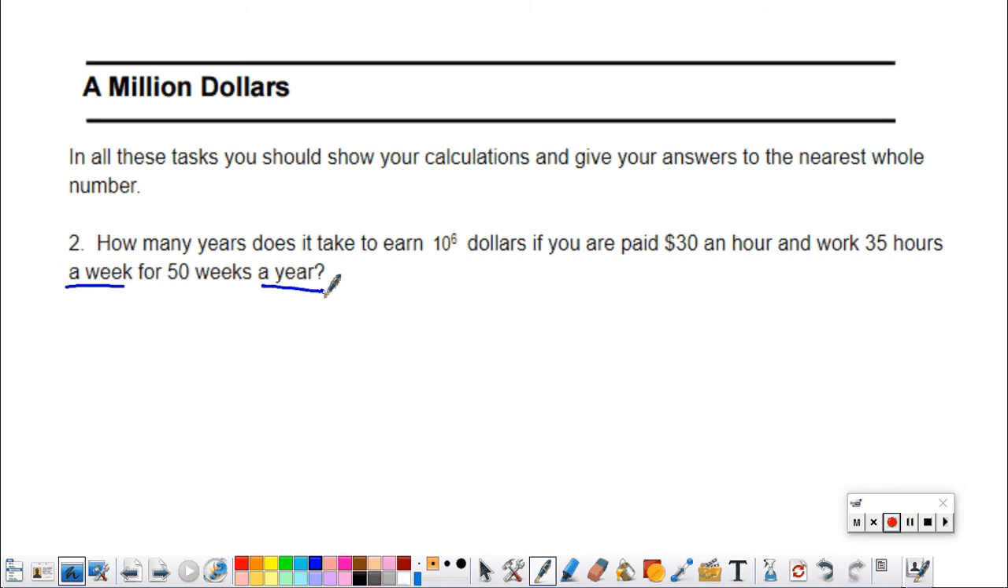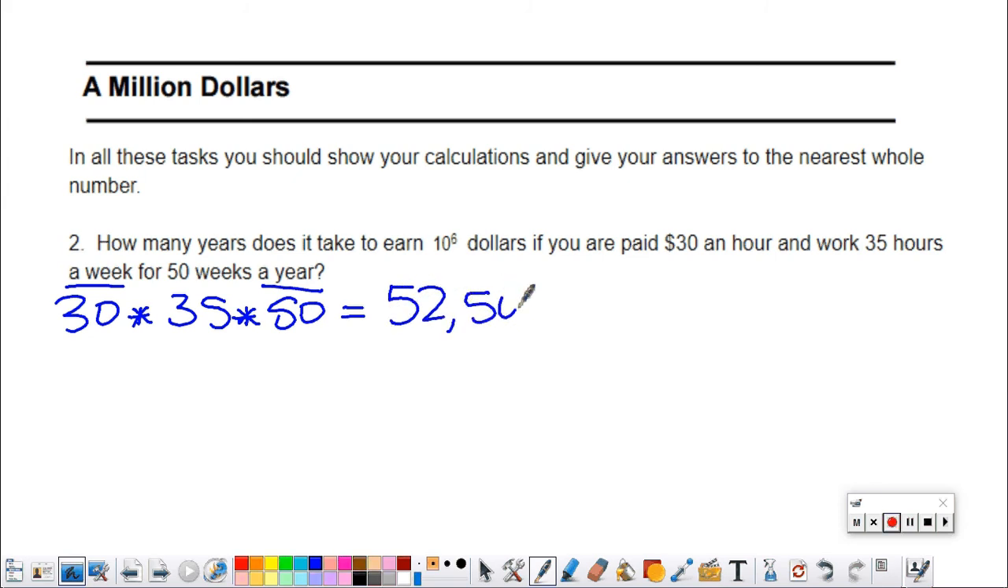All right, so $30 an hour, 35 hours a week, 50 weeks a year. What am I going to do with those numbers? Multiply them all together, right? Yes. $30 an hour times 35 hours will tell you how much you make in a week, times 50 weeks a year will tell you how much you make in a year. All right, so 30 times 35 times 50 tells you what? 52,500. And what is that number? Yearly salary. Very well said. How much you make a year.